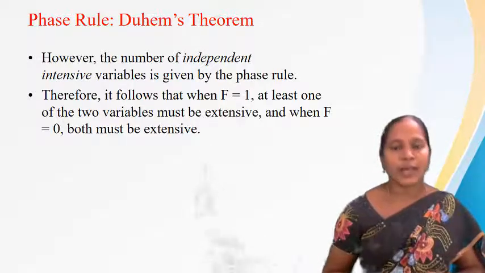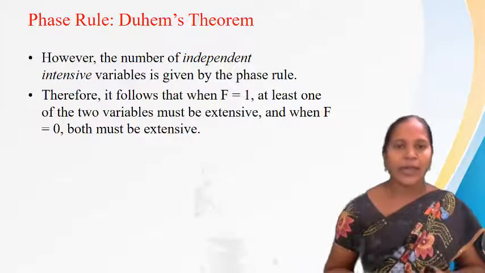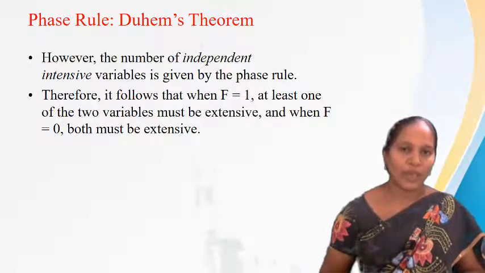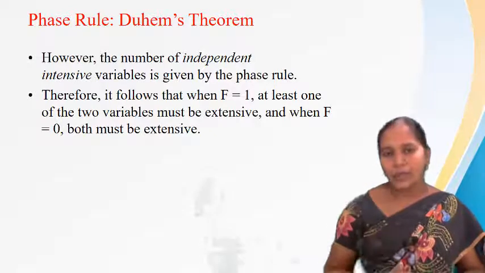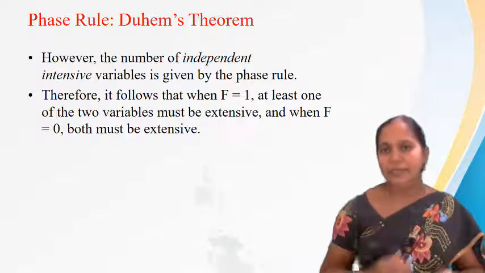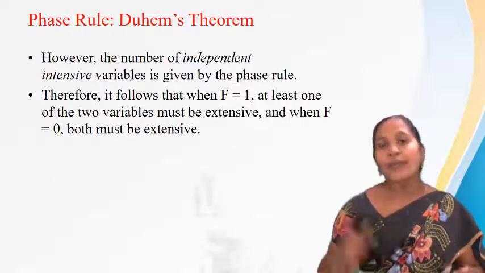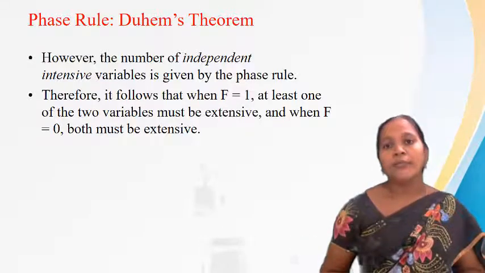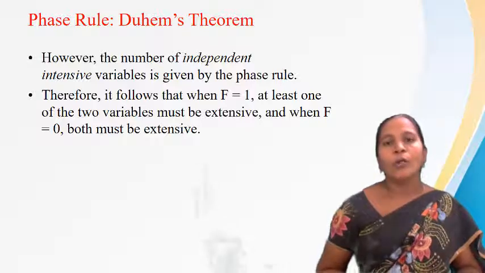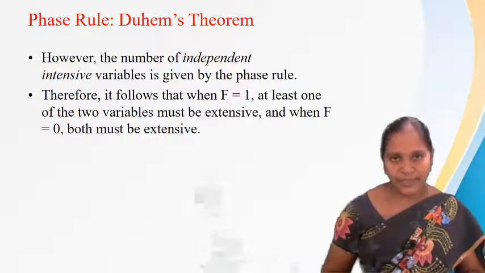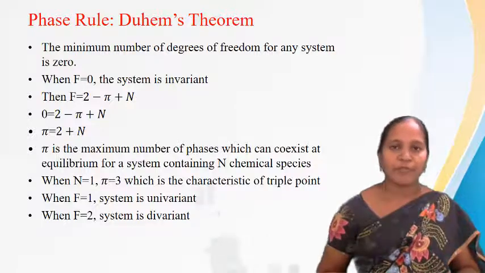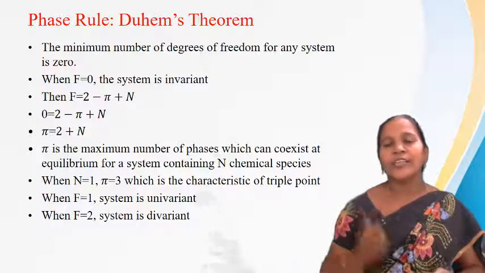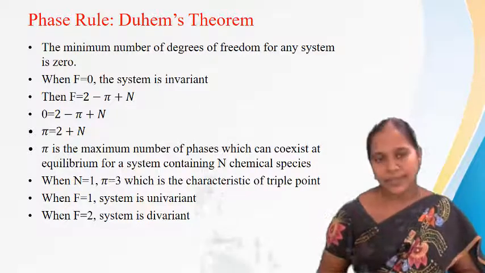Therefore, it follows that when f is equal to 1, at least one of the two variables must be extensive. If f is equal to 0, both variables are extensive. The minimum number of degrees of freedom for any system is 0. If f is equal to 0, the system is an invariant system.